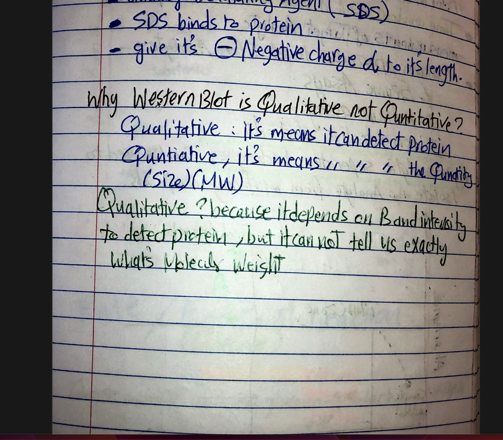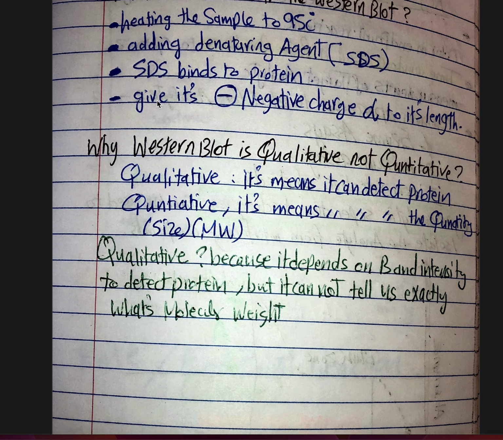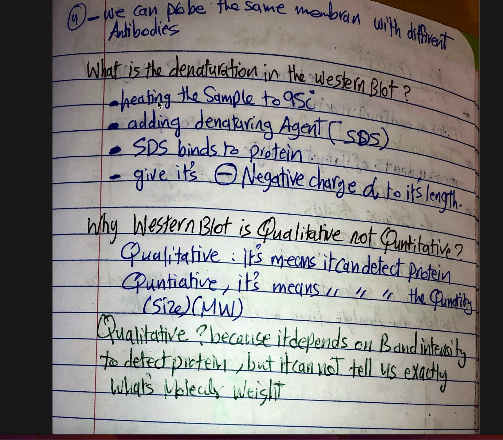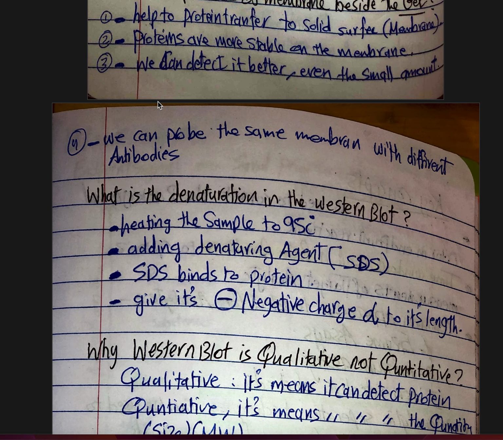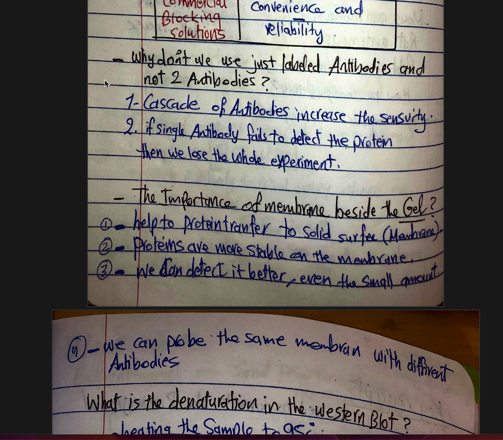Qualitative because it depends on the band intensity to detect the protein, but it can't tell us exactly what the molecular weight is. What tells us the molecular weight is the gel electrophoresis, which shows us what the molecular weight of it is.